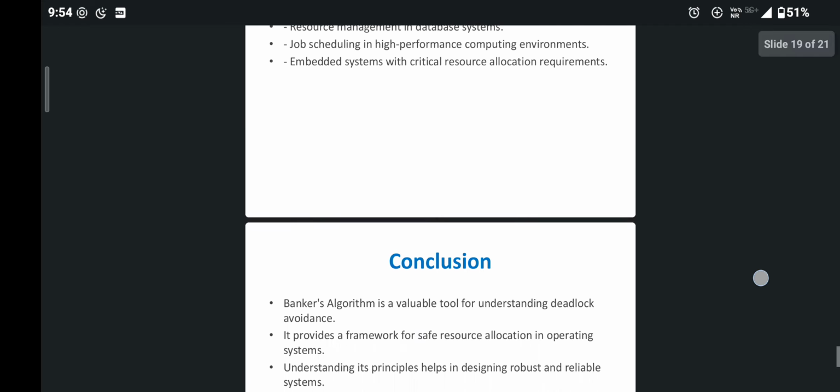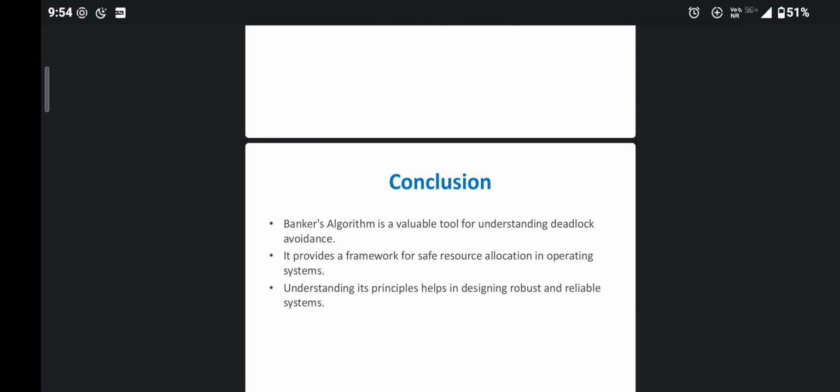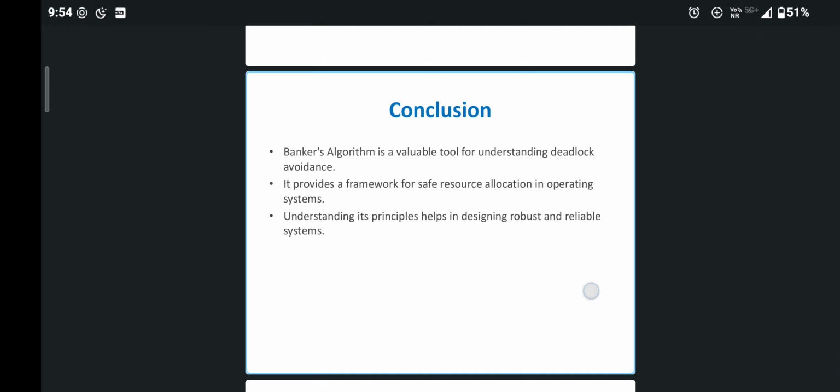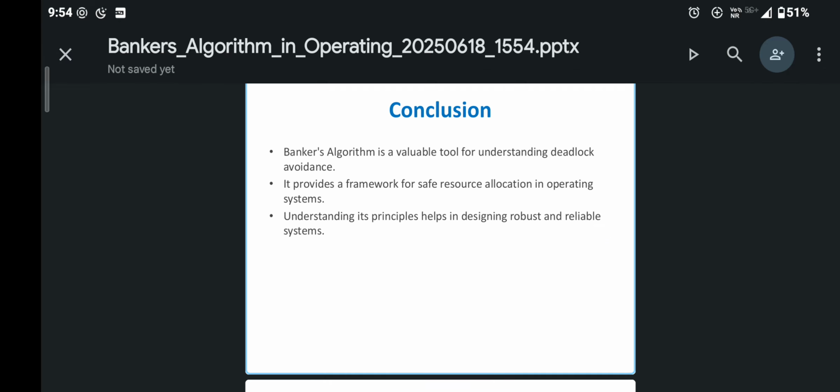Okay, now we are at our conclusion. Banker's algorithm is a valuable tool for understanding deadlock avoidance, because it is easy and we can easily understand deadlock avoidance with the help of Banker's algorithm. It provides a framework for safe resource allocation in operating systems. Understanding its principles helps in designing robust, reliable and systematic solutions.